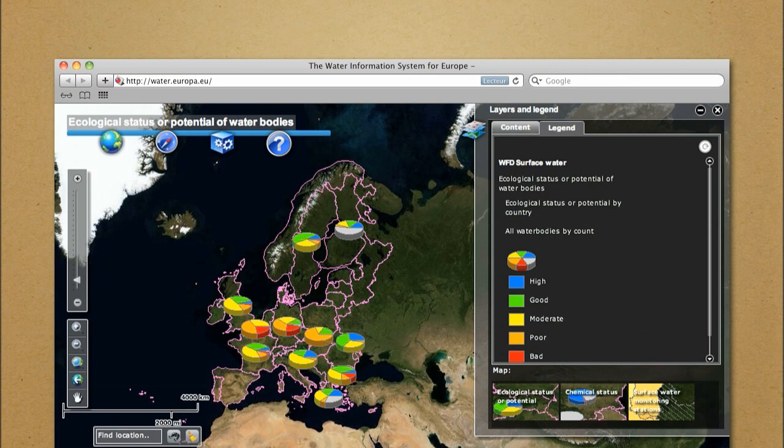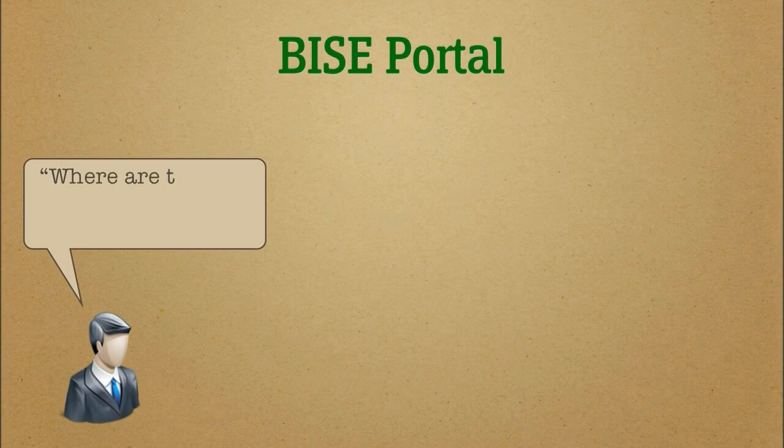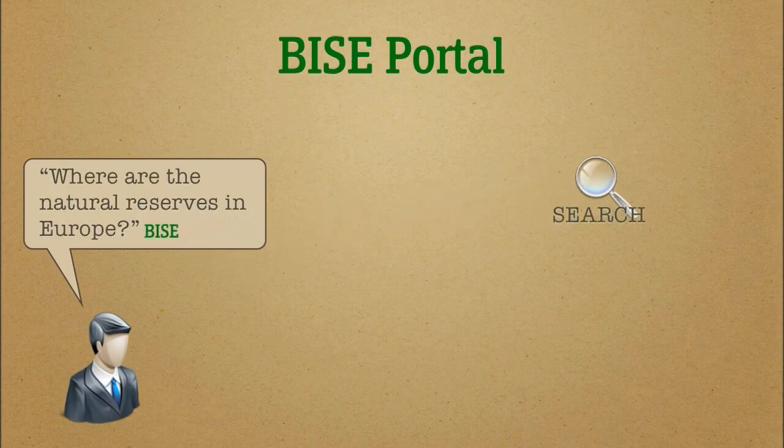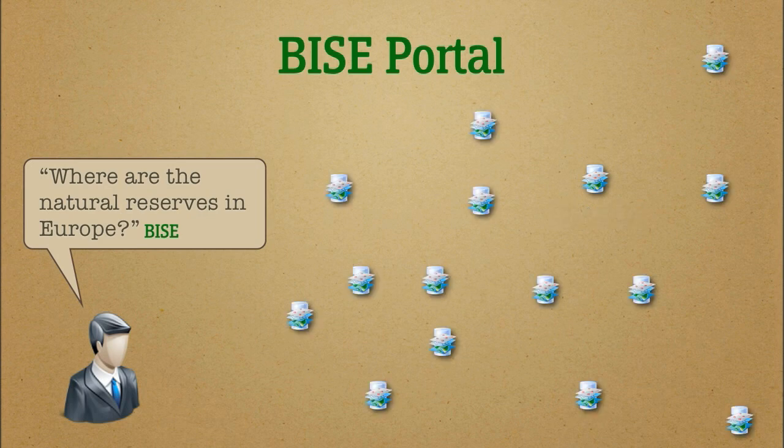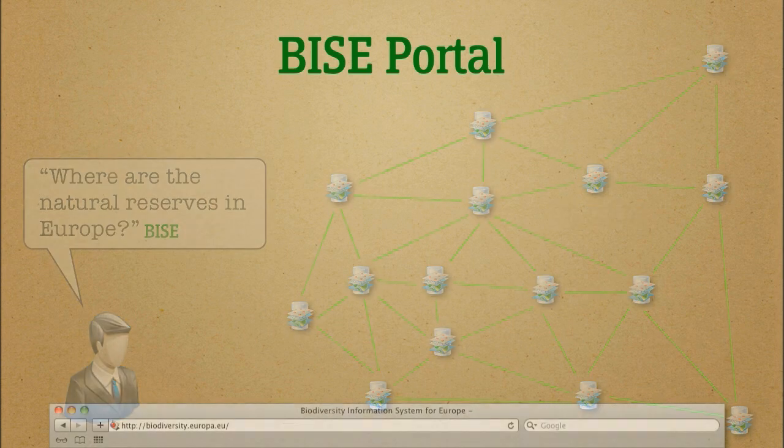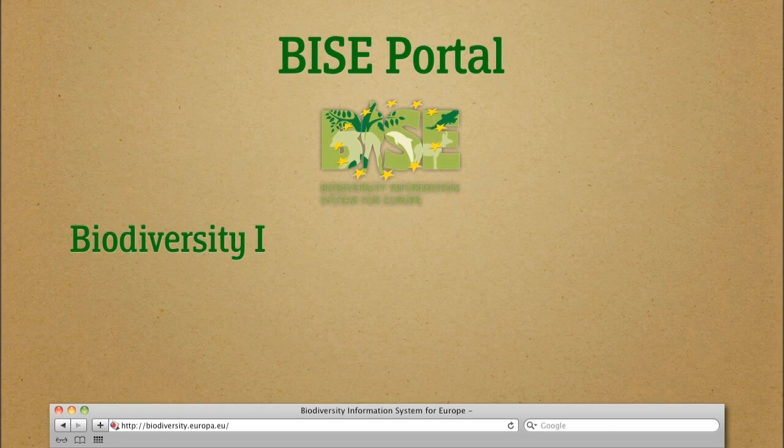The same thing happens when a user asks the Biodiversity Information System for Europe, BIS, where are the natural reserves in Europe? The answer to this question is also generated as a map on the BIS data portal.